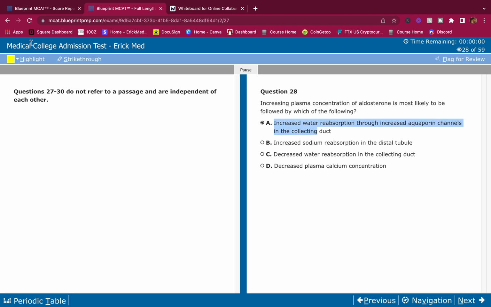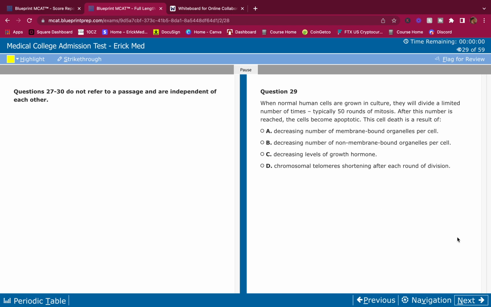Okay, so this is wrong. You should also know that ADH does this, okay? Increased sodium reabsorption in the distal, yep. Decreased water reabsorption in the collecting duct. No, we have an increase in absorption. Decreased plasma calcium concentration. Aldosterone has no effect on calcium concentration, okay? The answer is B.